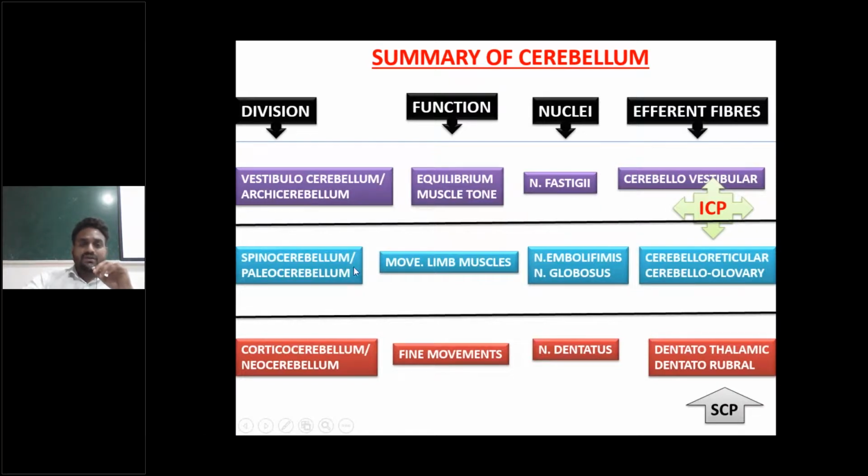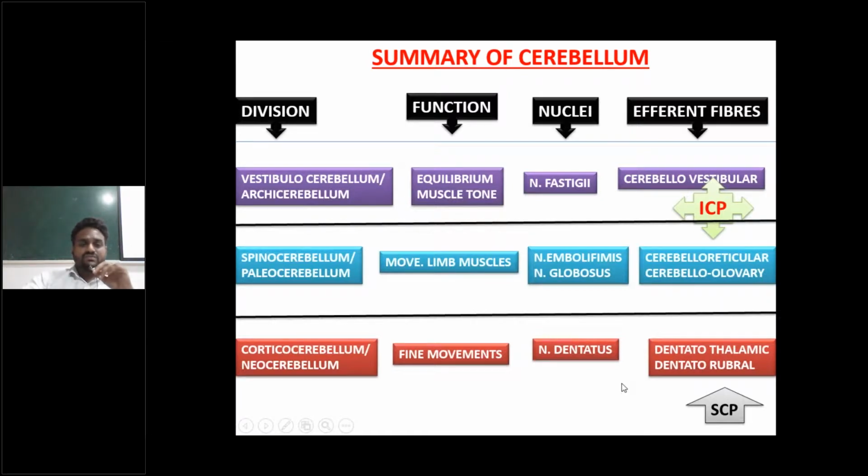What are the functions of the cerebellum? Equilibrium, muscle tone, movements of the muscle, and fine movements. These are the major functions of the cerebellum. These functions are produced by the vestibular cerebellum. These functions are produced by the spinal cerebellum. This function is produced by the corticocerebellum. That means we can learn the nuclei, functions, divisions of the cerebellum, and fibers, including the peduncles, all based on the single slide. That's why all of you must later go through this single slide. This will summarize the entire cerebellum.